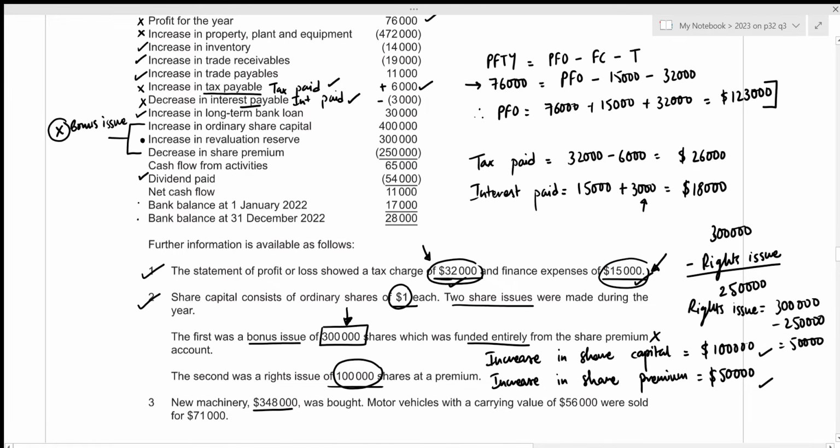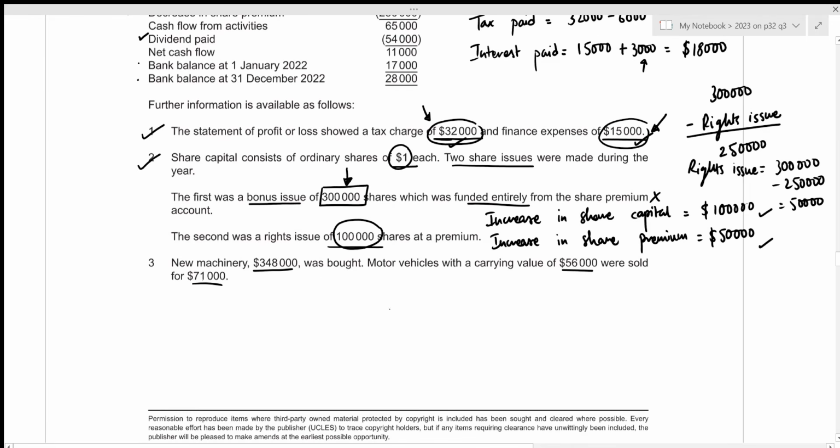Then the new machinery of 348,000 was bought. Motor vehicles with a carrying value of 56,000 was sold for 71,000. Okay, let's have a look at the disposal first. We can figure out whether or not there was a profit or loss on disposal. We can see our net book value is 56,000 and the amount that we got for disposal is 71,000, which is higher than our net book value. This results in a profit on disposal. That is just going to be the difference between the sales proceeds of 71,000 and the carrying value or the net book value of 56,000, which results in the amount of 15,000. That's our profit on disposal.